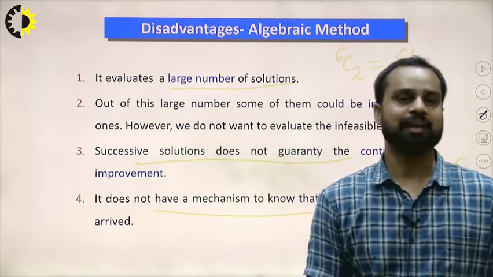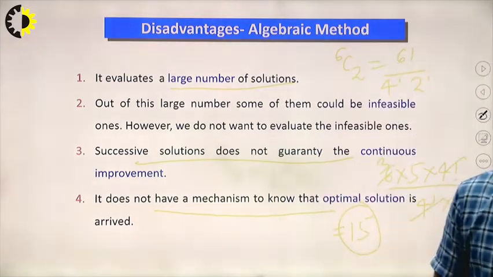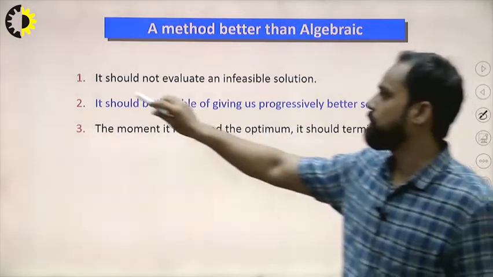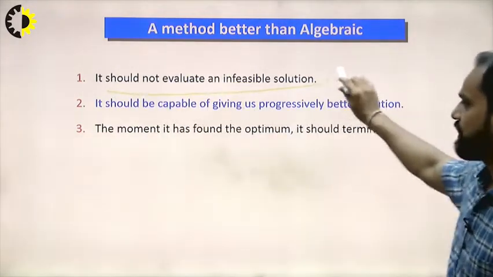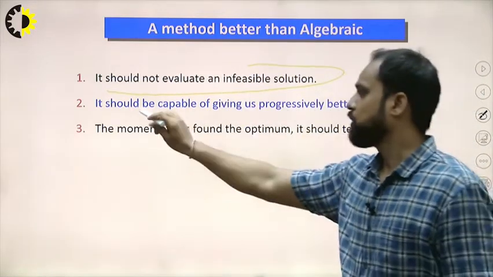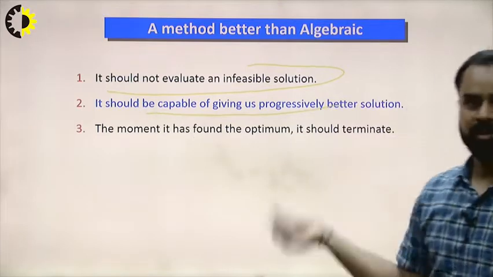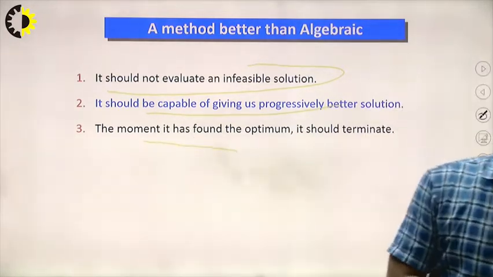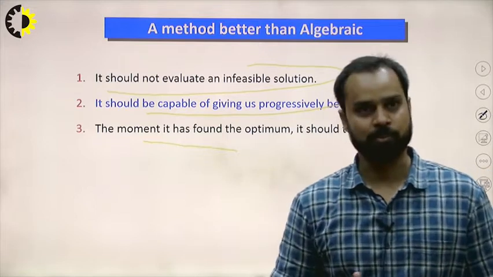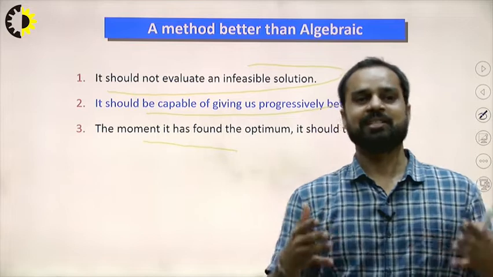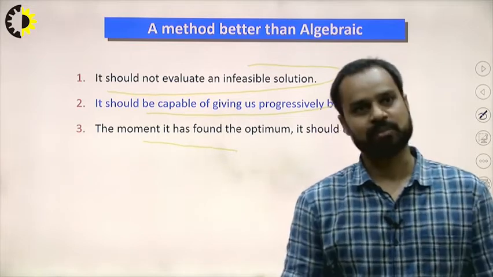In the next class I will discuss the simplex method, right? So a method that is better than this algebraic method should not evaluate infeasible solutions. It should be capable of giving progressively better solutions, and the moment it has found the optimum value, it should terminate the problem. That method, which is better than the algebraic, is known as the simplex method.